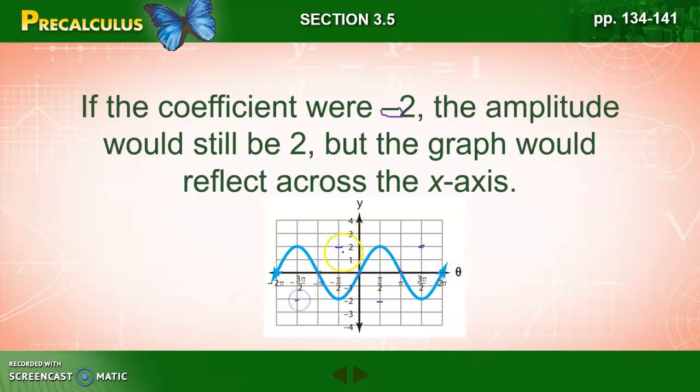Let's go ahead and draw this out. Zeros are still the same, but our sine function would look like this. So still an amplitude of 2, but that negative reflects it across the x-axis.